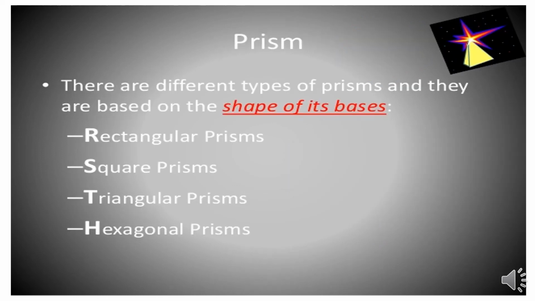Prism. There are different types of prisms and they are based on the shape of its bases. Rectangular prism, square prism, triangular prism and hexagonal prism.